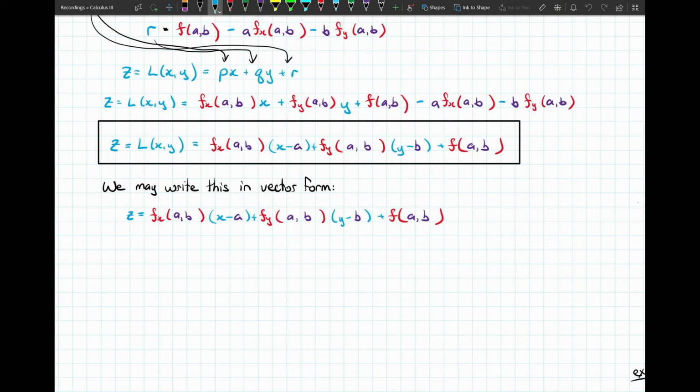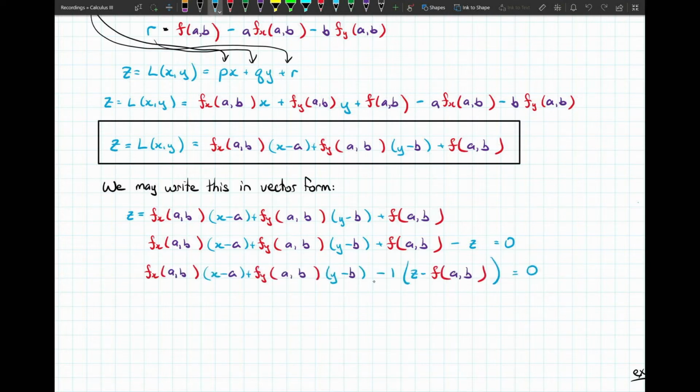The first thing we'll do is take the z and subtract it from both sides so we get one side equal to 0. Now, it may be a little bit more useful to put that equal to 0 on the right-hand side so it starts looking a little bit more like our n dot r minus r naught equals 0 vector form. There's one last small change that we're going to make, and we're going to flip the signs of the last two terms here by factoring out a -1. By doing that, we end up changing the signs so that we can get z minus f of a comma b.